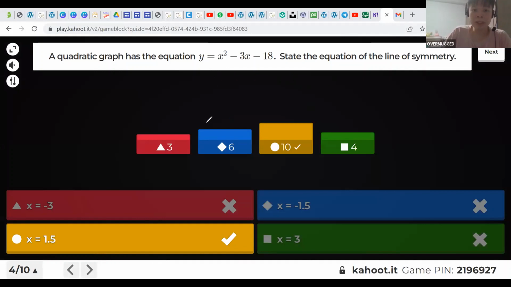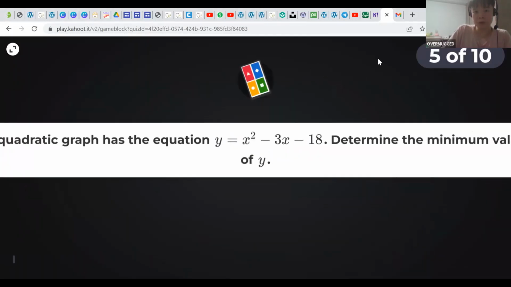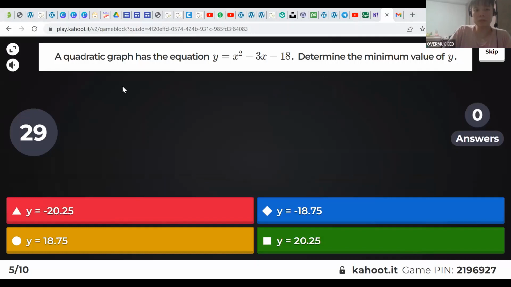Okay, so remember for line of symmetry, add the two x coordinates together. In this case, minus 3 plus 6 divided by 2 is just 3 over 2, which is 1.5. This is the line of symmetry.